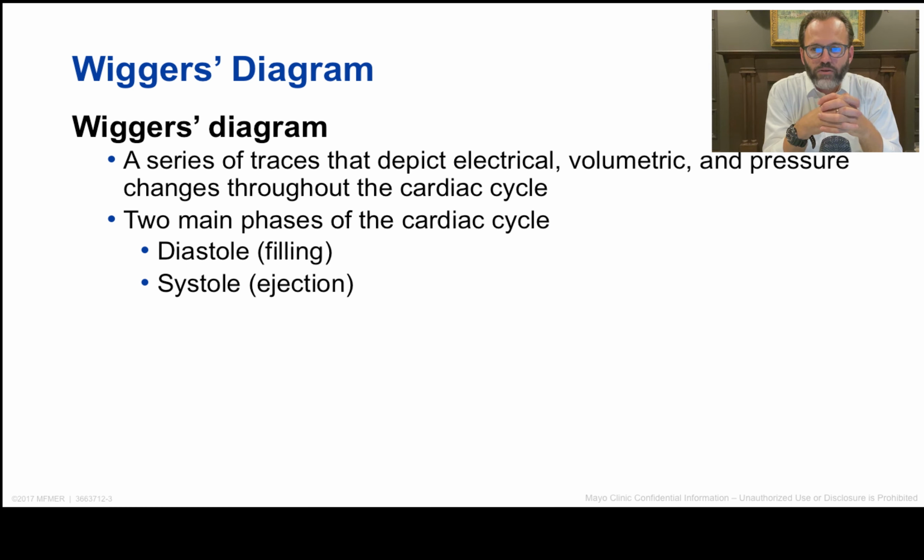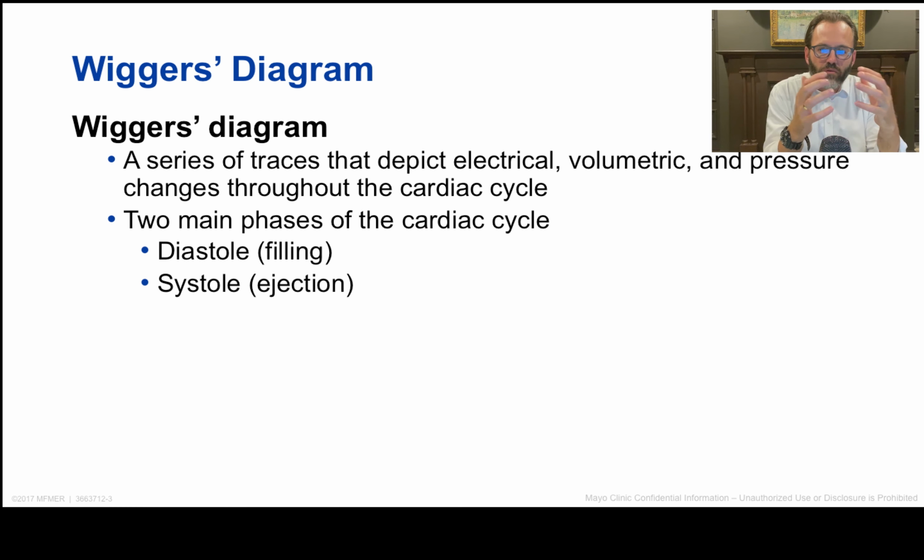So today, again, we're going to be taking a step further to a larger scale by depicting some of the hemodynamic changes that occur over the course of the cardiac cycle using the Wiggers diagram. And so this is a series of traces that depict the electrical, the volumetric changes in the ventricles, and pressure changes throughout the cardiac cycle.